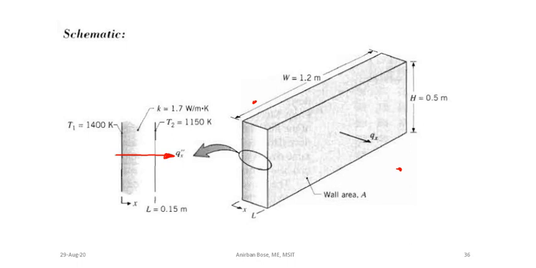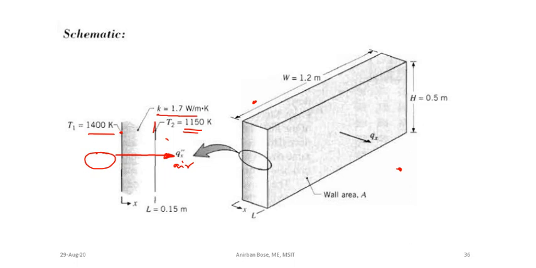And here it is known that the inner wall temperature of the furnace, basically this side, is the fire side of the furnace, and here it is the air side of the furnace probably. So here you see the inner surface temperature is 1400 Kelvin, and this surface temperature is 1150 Kelvin, and the material property thermal conductivity is given.